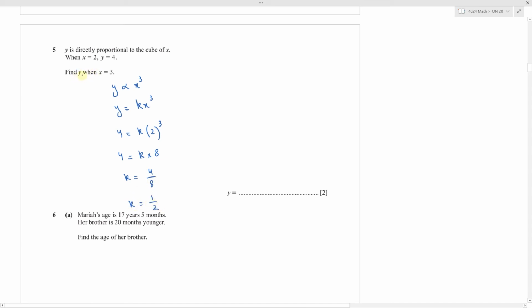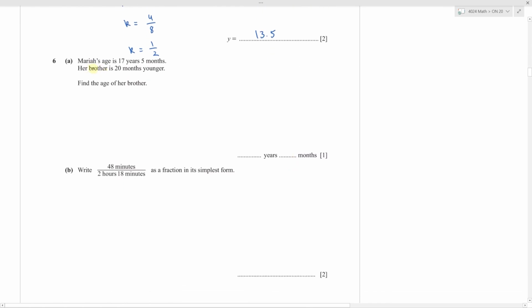Now you have to find the value of y when x is 3. So y equals k times x cubed, and then let's substitute the values. k is 1 over 2 and x is given as 3. 3 cubed is 3 threes are 9, 9 threes are 27. So this will be 27 over 2, which is 13.5. So your value of y here will be 13.5.